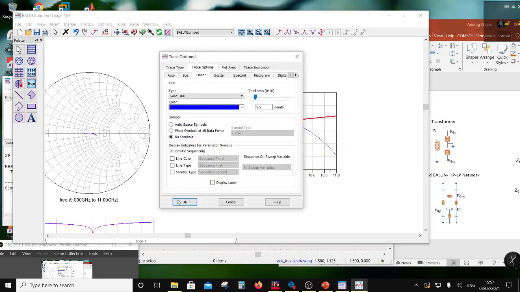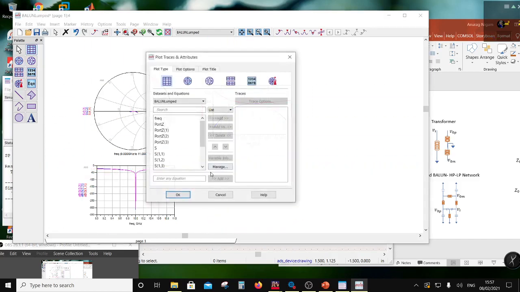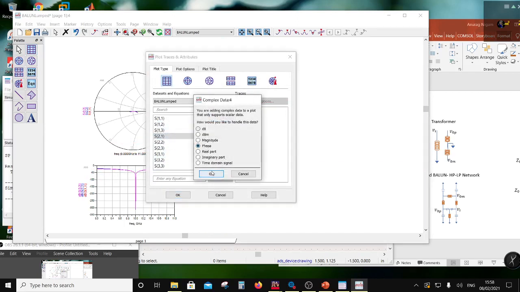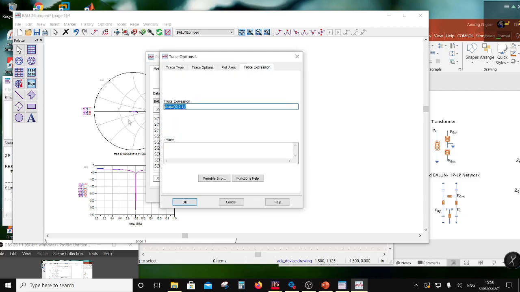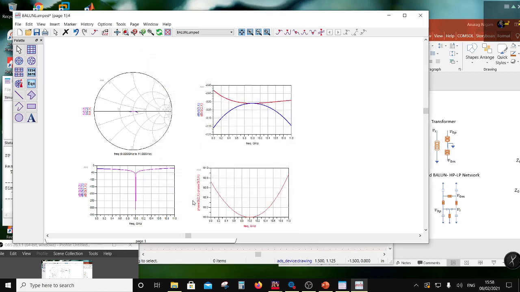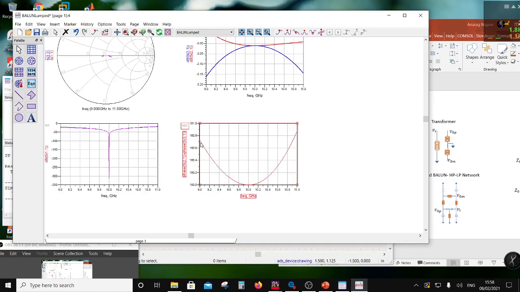Right. Now let us look at the phase. The phase imbalance should be less because one is a high pass network and other is a low pass network. So what I'll do is I'll go to S21 phase and subtract from it S31 phase. This should be 180 degree. Okay, so this is 180 degree and then you have got phase imbalance. On one side it is 0.7 degrees, other side it is 0.8 degrees, right? And at 10 it is exactly 180.